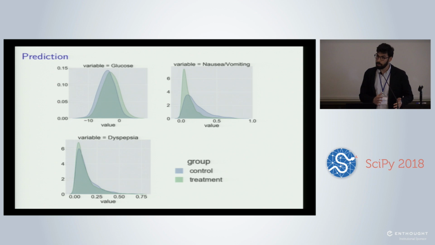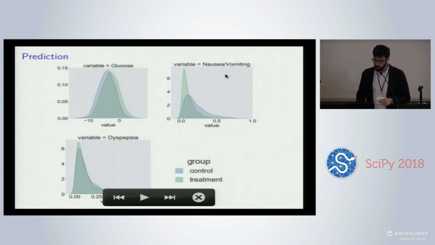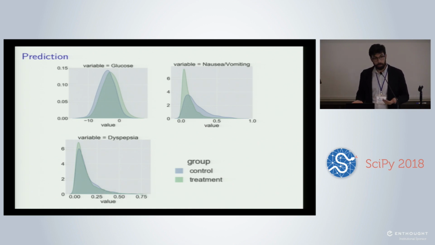Control is a more established older drug. Treatment is a new therapy. And I'm looking at just 3 effects now. There's more, but just for illustration purposes here, I'm talking about nausea. Here, dyspepsia is the 2 adverse effects, and glucose is the efficacy variable that we want actually to reduce. And you see that there is actually difference.